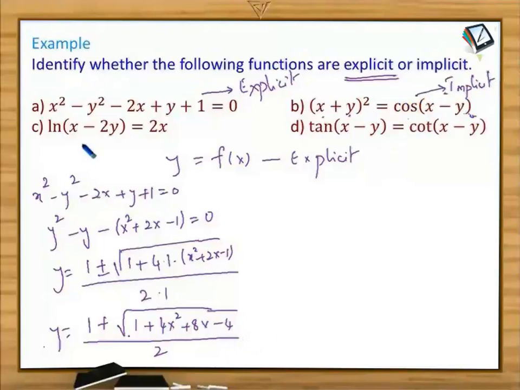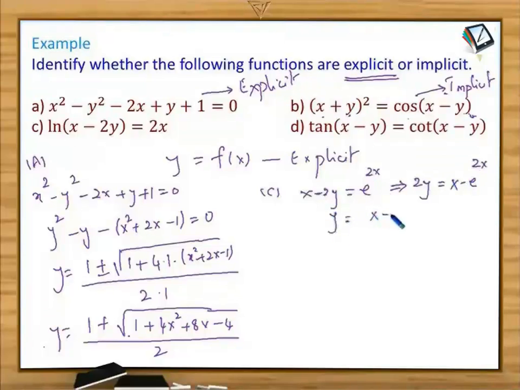Now what about the c case? When I take c, can I rewrite the given equation as x minus 2y is equal to e to the power of 2x, and then my 2y becomes x minus e to the power of 2x, or can I write y as x minus e to the power of 2x, by 2? Is it an exclusive function of x? I am able to write y as an individual function of x. Therefore, c is an example of an explicit function.